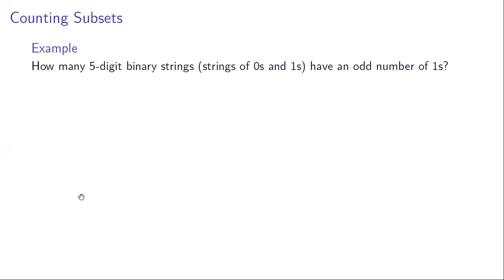So let's examine a little bit what we mean. Here are 5-digit binary strings that have an odd number of ones. This first one here has 3 ones. The second one here also has 3 ones. That's an odd number of ones. This one has 1 one, so that's an odd number of ones. This one has 5 ones. That's also an odd number of ones, right? 5 is an odd number. So how many different 5-digit binary strings have an odd number of ones? That's what we want to know.